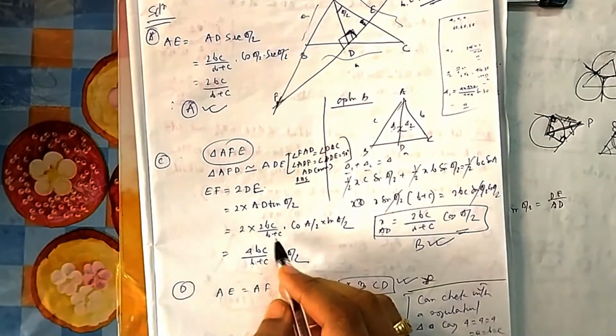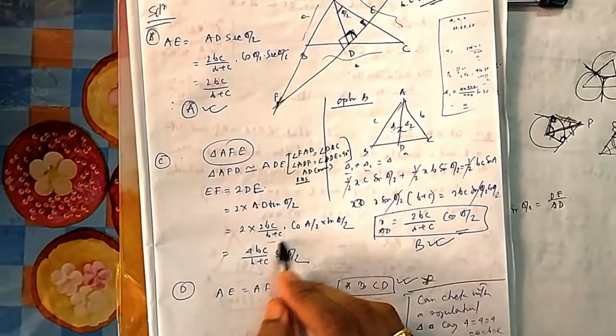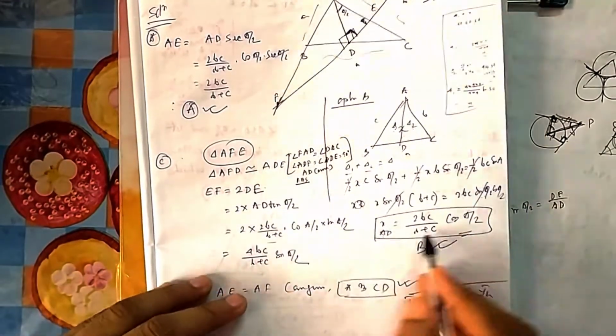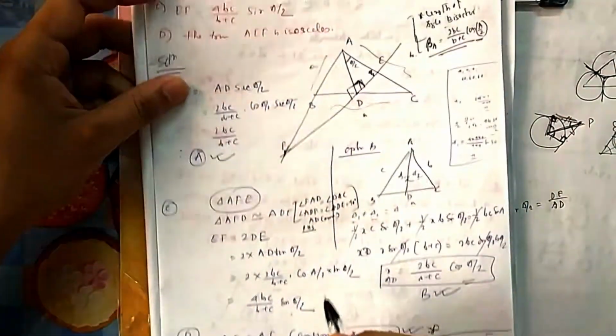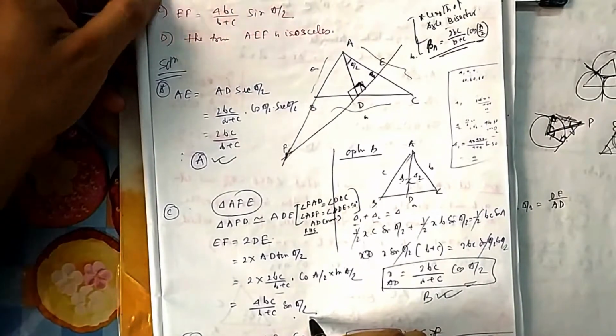So if you put now the value of AD is equal to this one, and this is cos and tan, this tan is sin by cos, will get cancelled. So you will find C is also correct. So A, B, C three are correct.